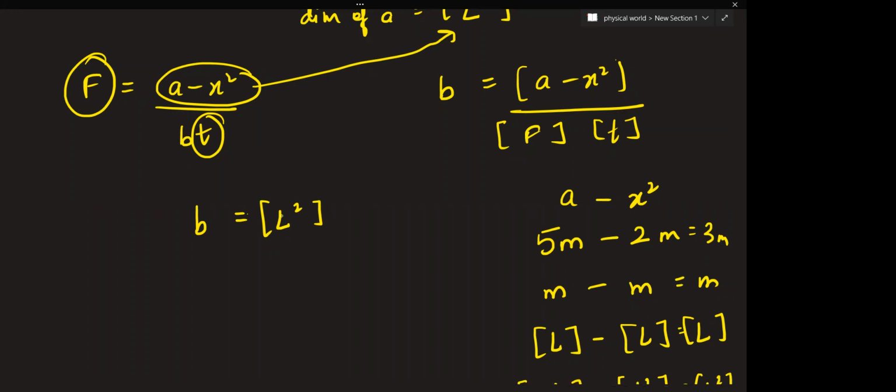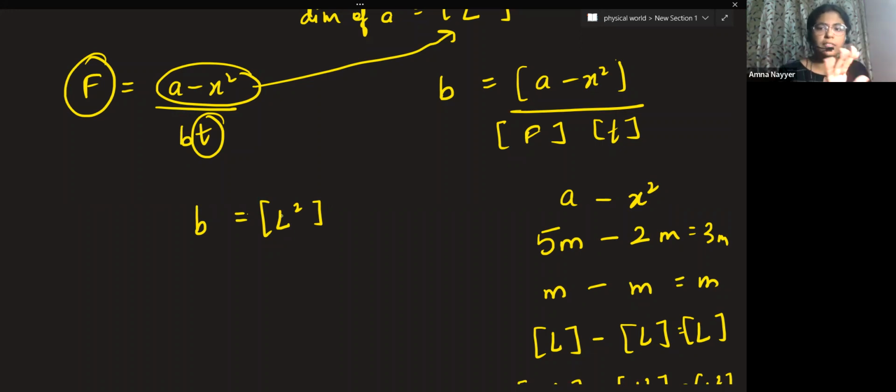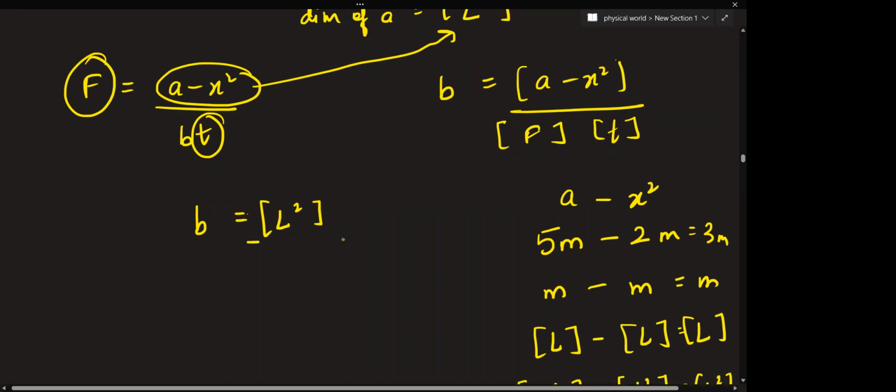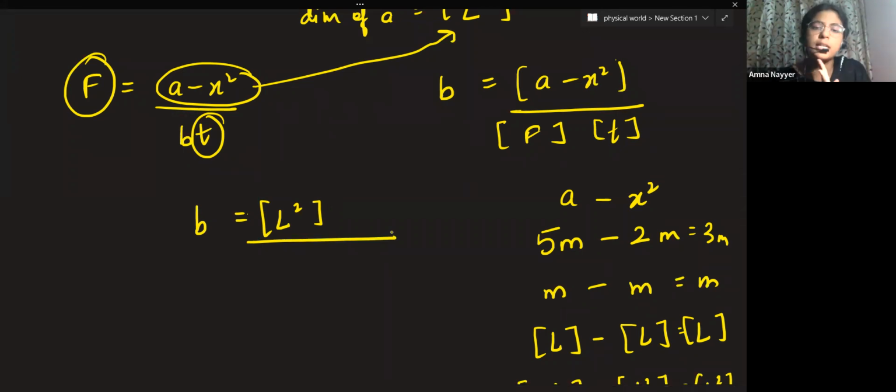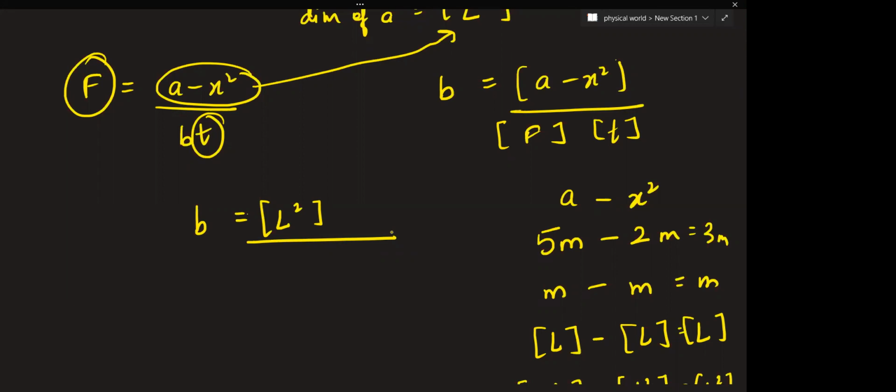Ma'am, L square will be for A, right? Not B. B will be something else that we are calculating. This till here, this is correct. Why is A minus X square L square? Yes, ma'am. Aram, what about you? Clear to you? Yes, ma'am.